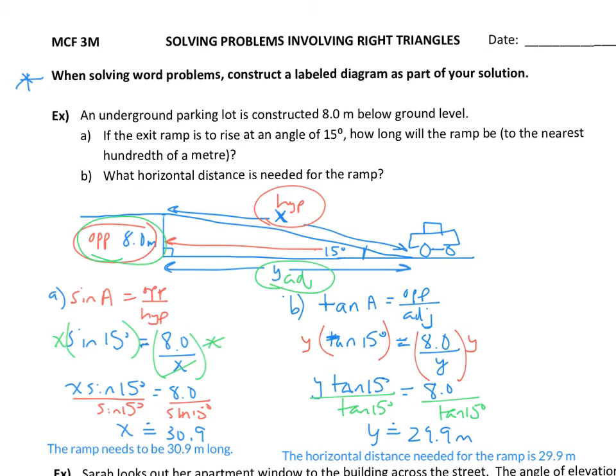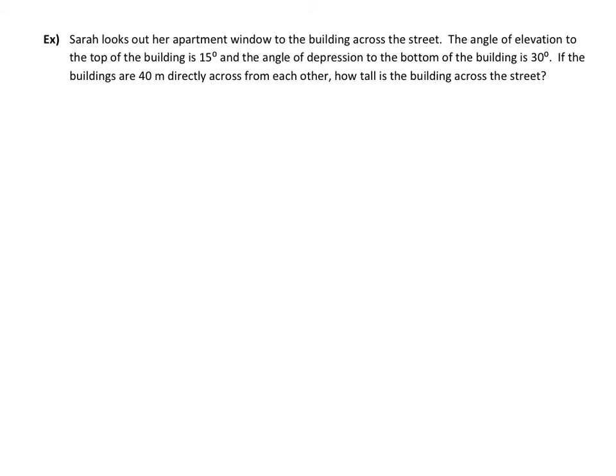All right, my next example here, which I'm just going to do on another slide. Sarah's looking out of her apartment window. So her apartment's here, here's her window, and she's looking to the building across the street. So let's draw a building across the street. Here it is. There's our other building across the street.